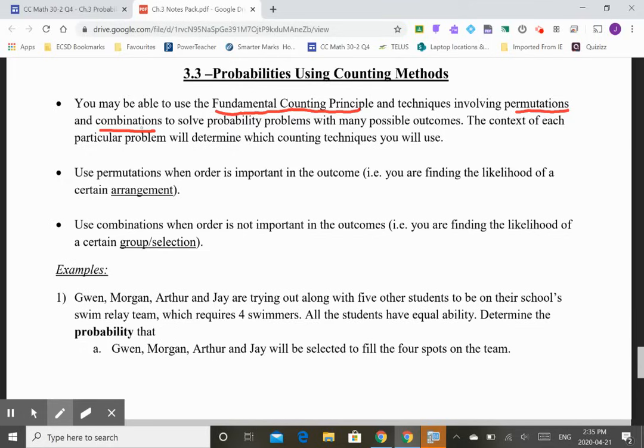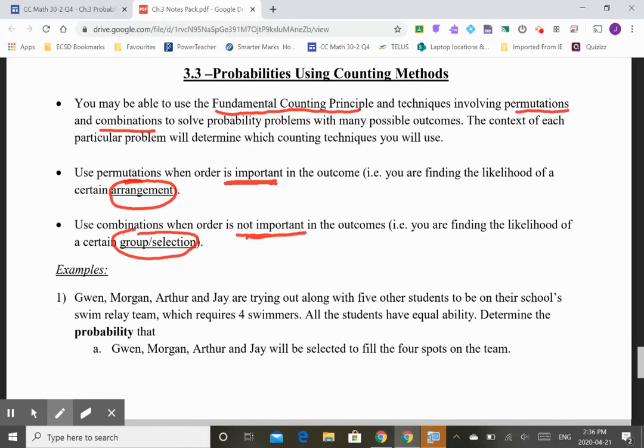You learned in section 2.7 to distinguish between those questions that were permutations questions and those questions that were combinations questions. Those same things apply here. We will use permutations when order is important. In other words, we are finding the likelihood of a certain arrangement. We will use combinations when order is not important. In other words, we're finding the likelihood of a certain group or selection.